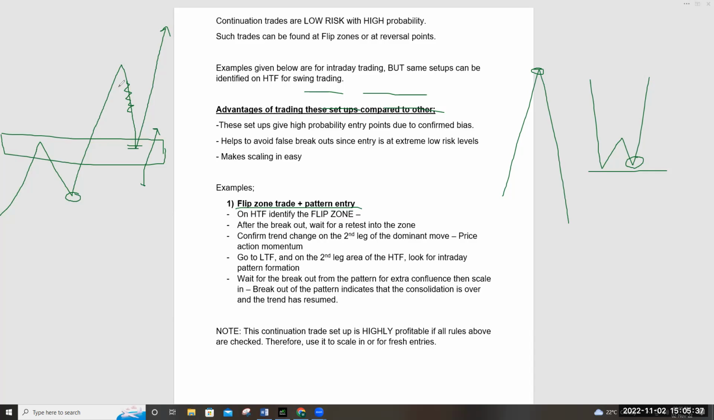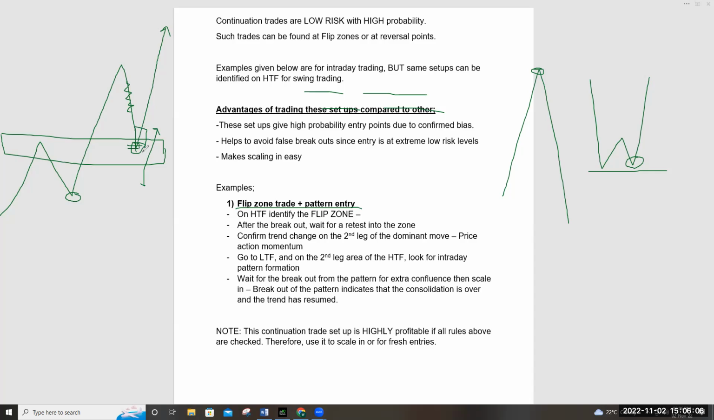So now there's the breakout of the zone. Now you wait for this retest. After the retest has happened, confirm the trend change on the second leg of the dominant move using momentum. Again, this is not the best point to place your trade, even though sometimes, maybe almost 60%, it may work depending on this move back in, but it's important that you wait for price action out of that zone.